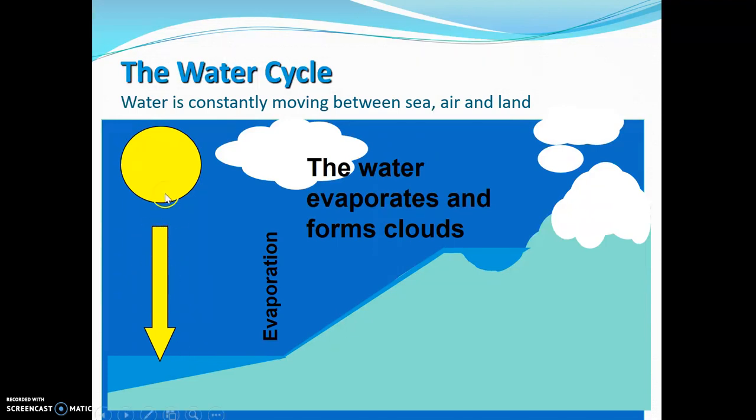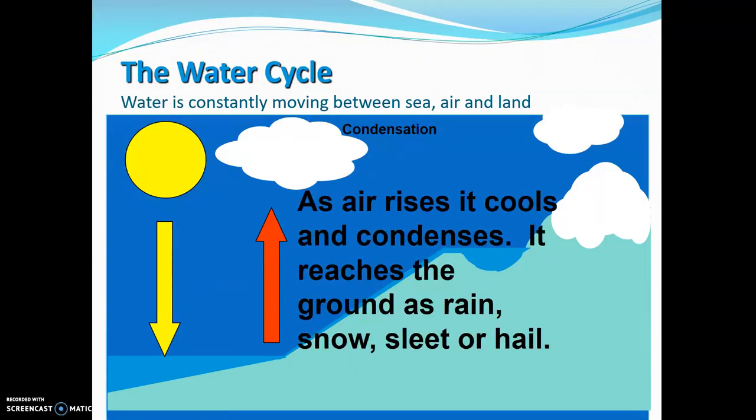What then happens from this energy from the sun is that water starts evaporating, starts turning into water vapor, and starts rising up towards the atmosphere. This water that's evaporated then kind of pulls together and forms clouds. This is through a process called condensation. So, condensation again happens because as air rises, it cools and then condenses.